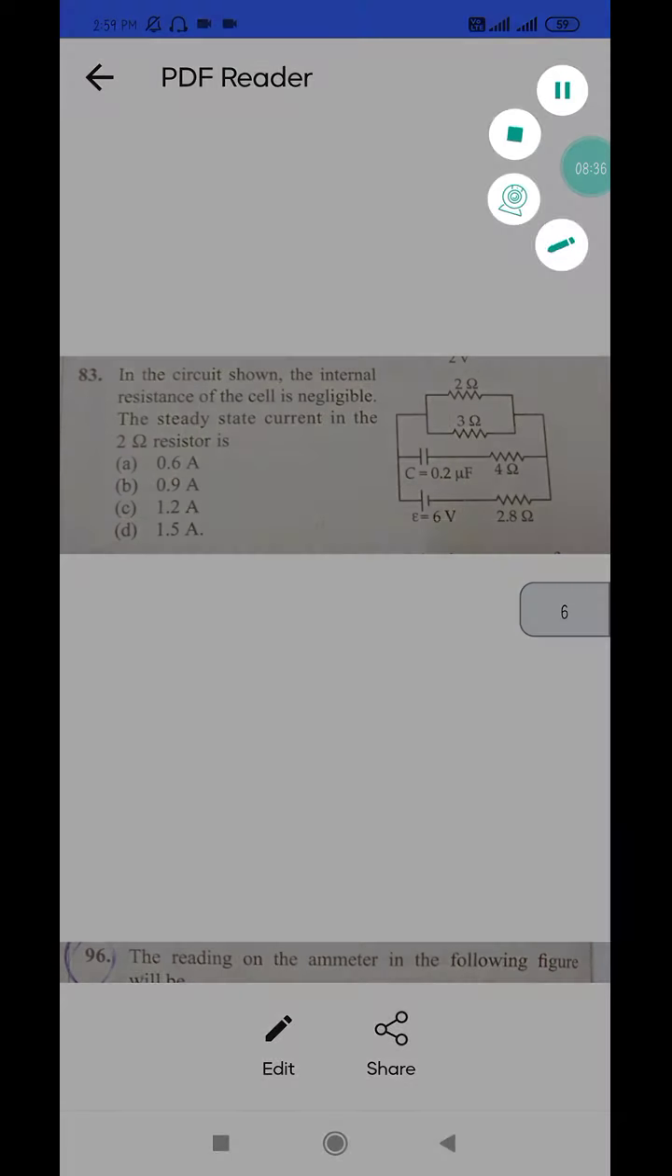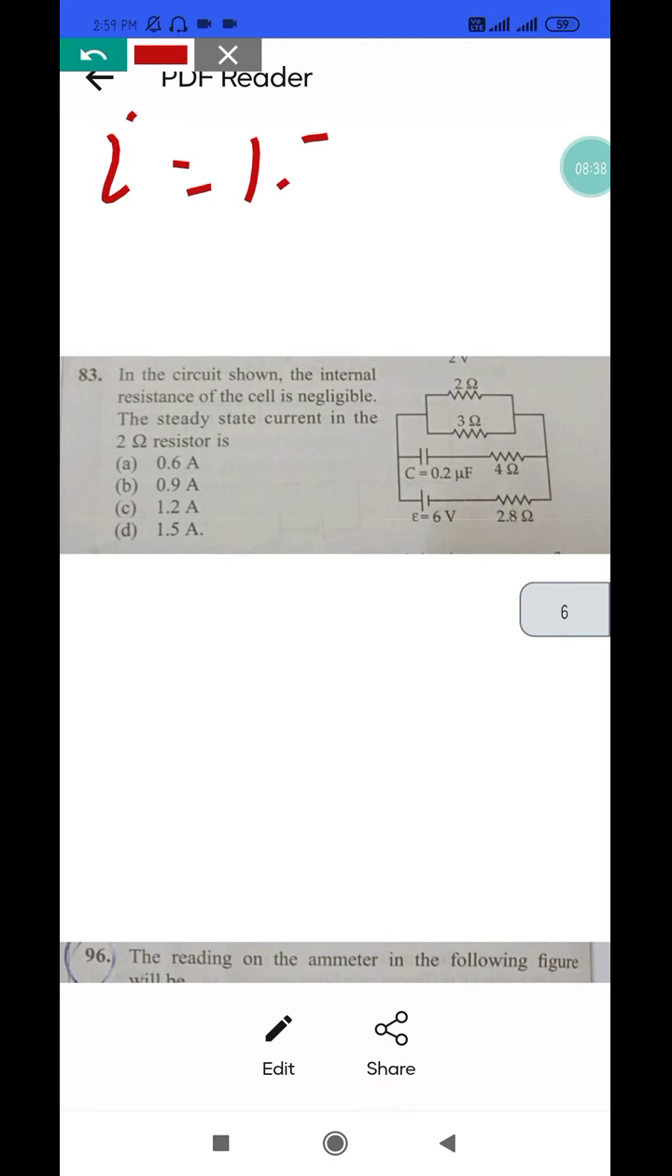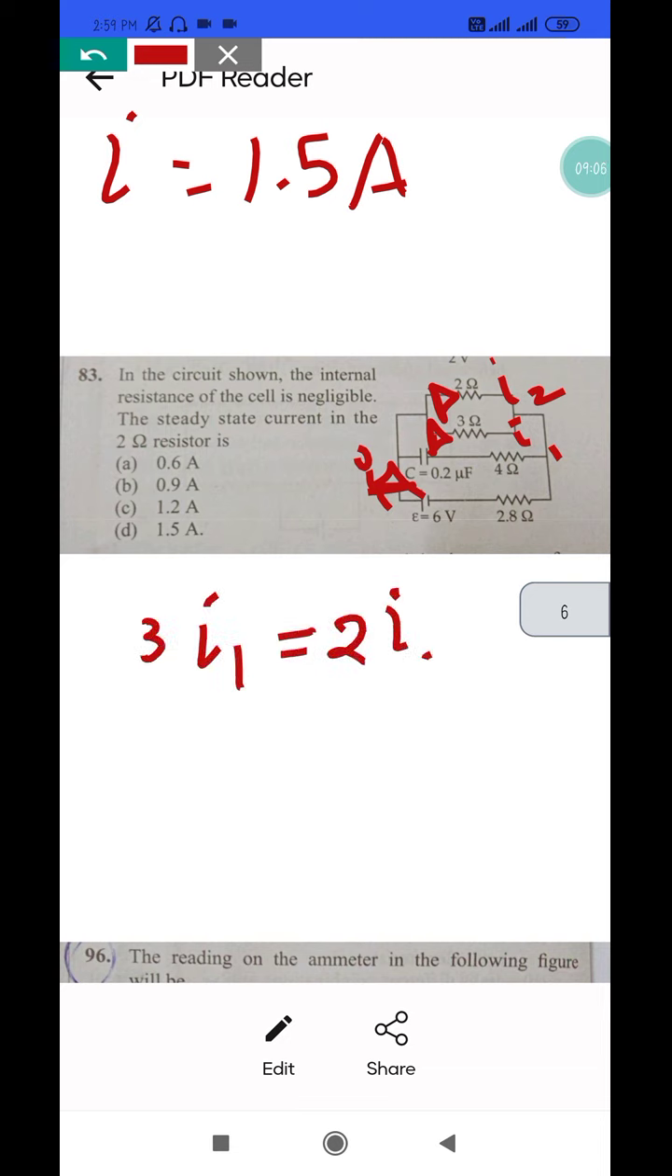So the total current we got as I is 1.5 ampere. So in this, 2 and 3 are basically connected in parallel connection. Let's say I current is coming from this battery. So let's say I1 current flows in the 3 ohm resistance, and let's say I2 current is flowing in the 2 ohm resistance, shall we? Both are connected in parallel, so you can assume the potential remains the same. So 3 times I1 is equal to 2 times I2, shall we? So I1 is simply 2 by 3 times I2.